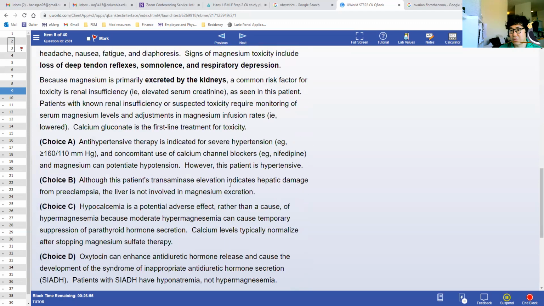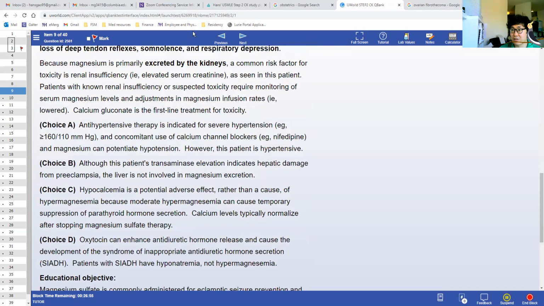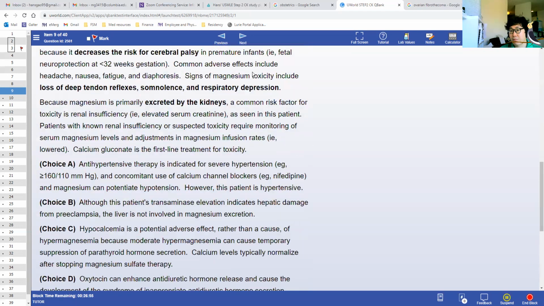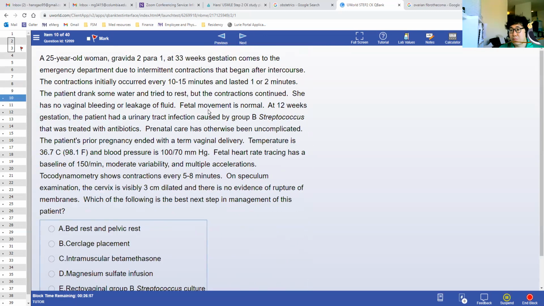All right, good. I got this one right. Magnesium is excreted by the kidneys. Renal insufficiency is a risk factor for toxicity. All right, that's good. Yep, exactly what I expected. Perfect. All right, we're a quarter of the way there.